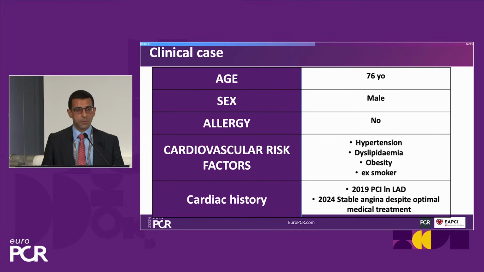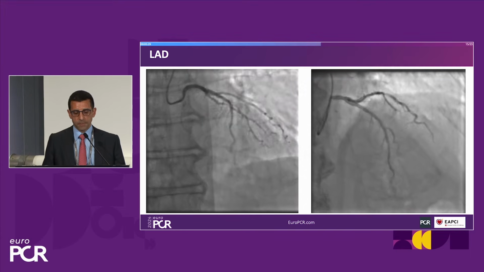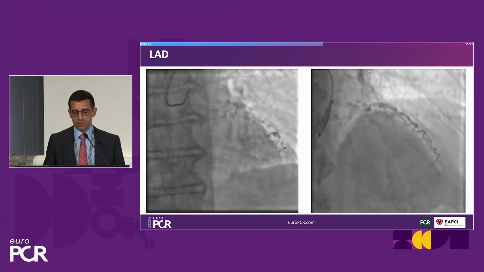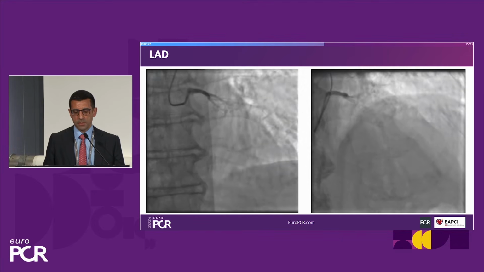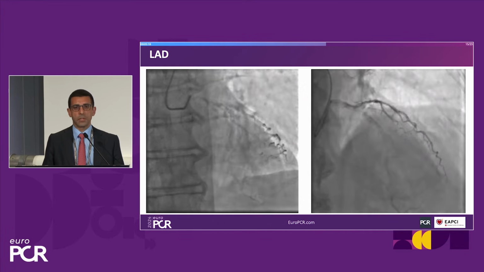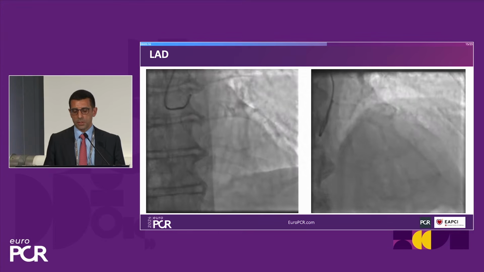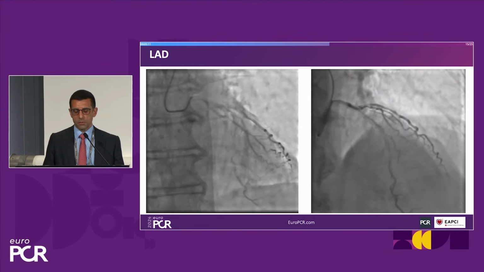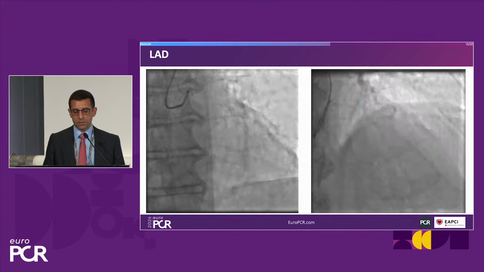In this case, the GP was quite good because they started the optimal medical treatment, but despite that, the patient was still symptomatic, and that was the reason why the patient came to us. So we did the angio. You see that there is the LAD. Here we see the old stent, and everything looks very calcified. And we see some restenosis, moderate, I would say 50% restenosis in the middle of the stent, and we don't know if the stent is underexpanded, or if it could be physiologically significant or not.